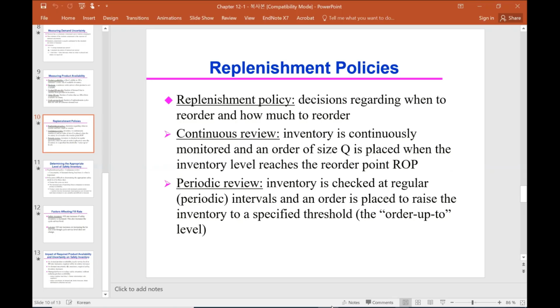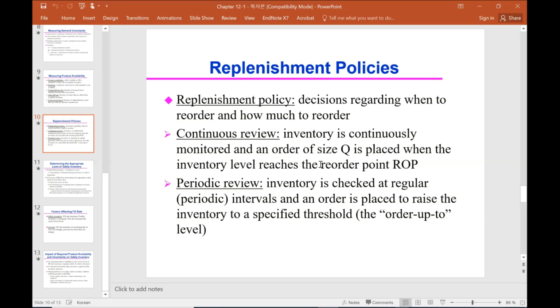The reason why we classify inventory control systems in terms of how to watch over the inventory is that, depending on whether we use a continuous review system or a periodic review system, the way we decide how much to order and when to order could be very different. Okay, so here it says that on the continuous review system, inventory is watched over continuously.